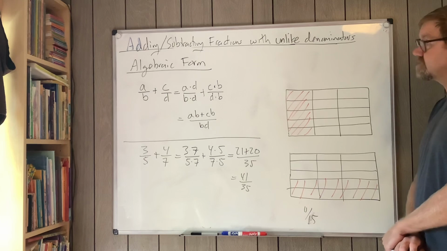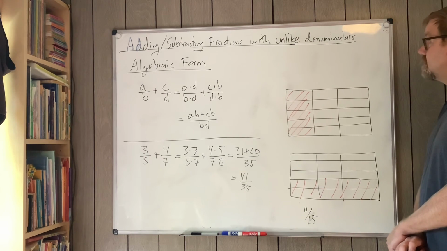So I think that's enough for adding and subtracting with unlike denominators.